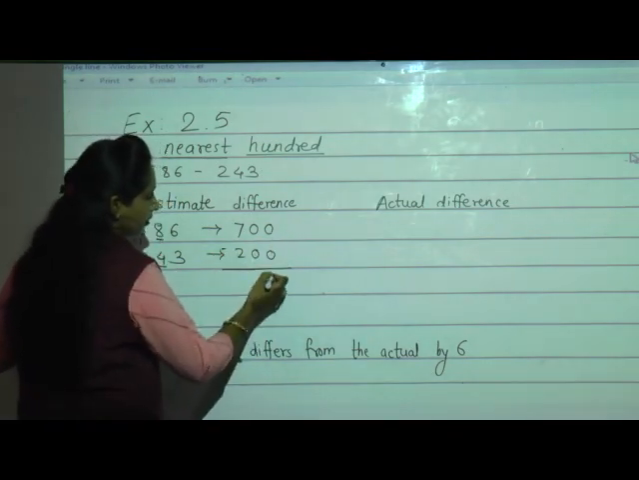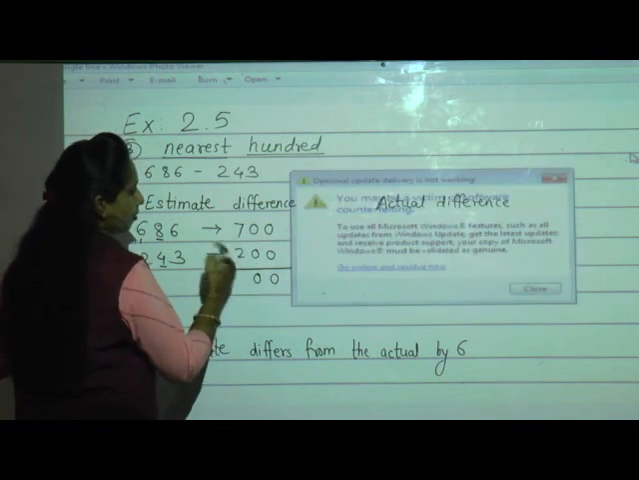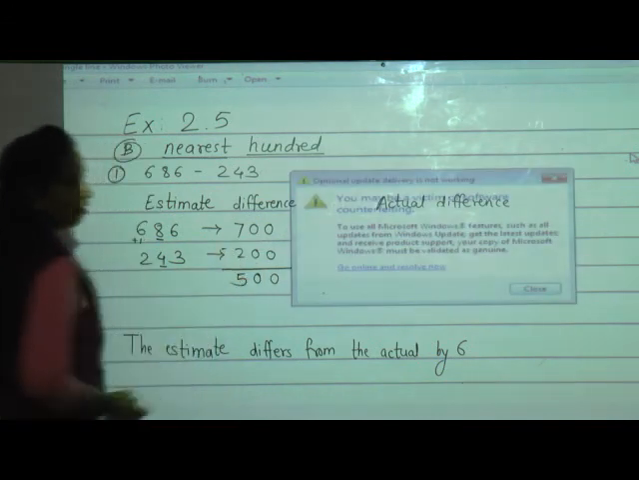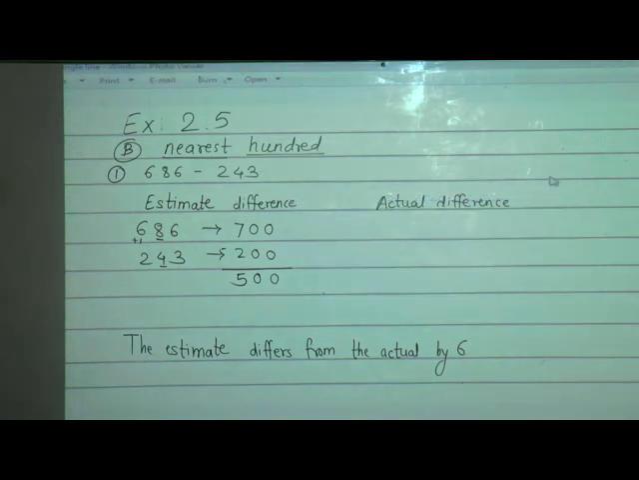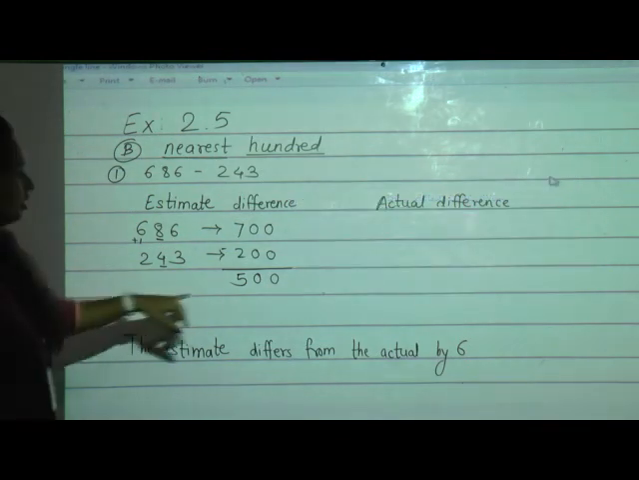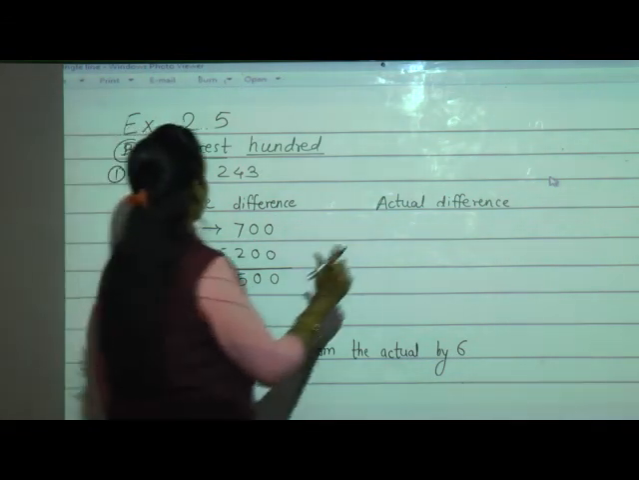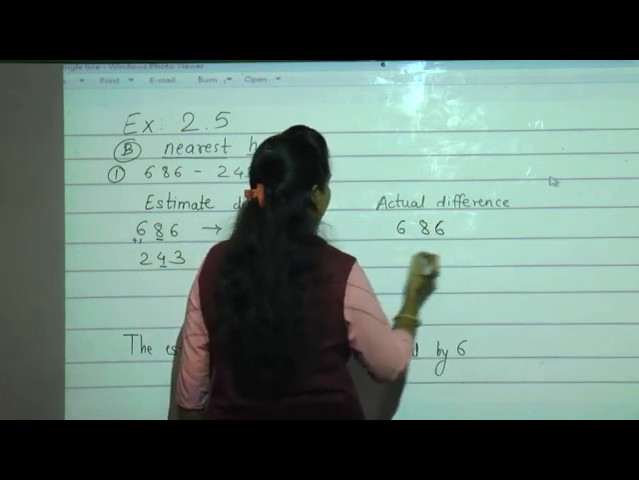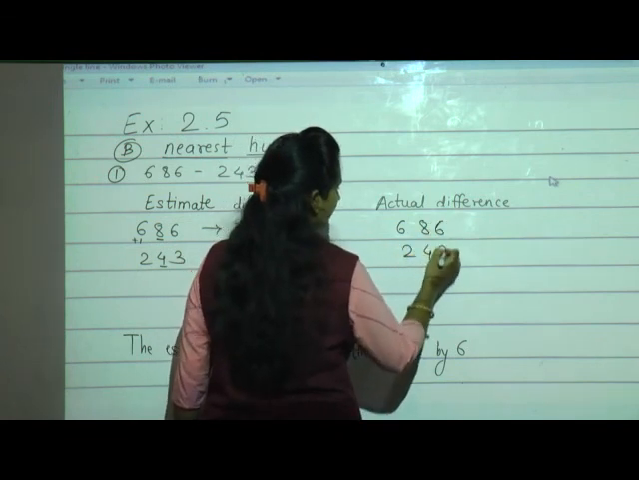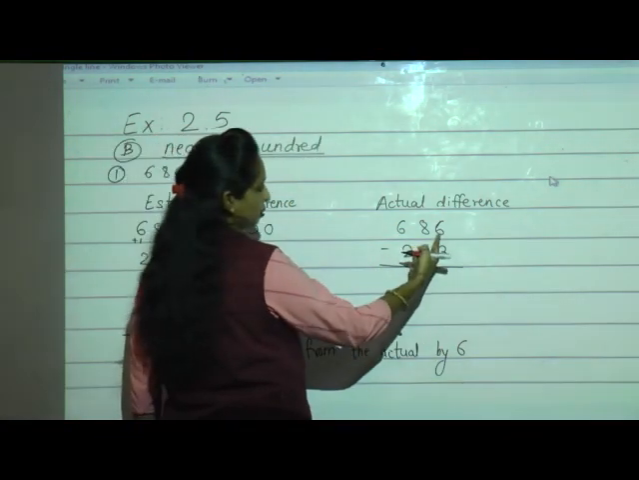We will find out the difference. 0 minus 0, 0. 0 minus 0, 0. 7 minus 2 is 5. So what is the estimate difference? It is 500. Now we will find out the actual difference with the actual numbers. 686 minus 243. Now tell me the subtraction, students.